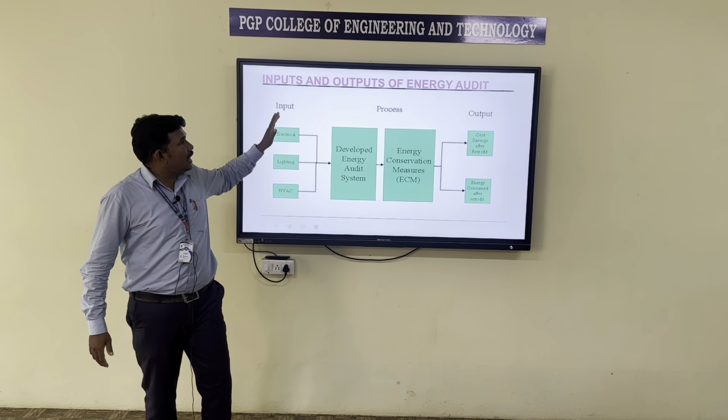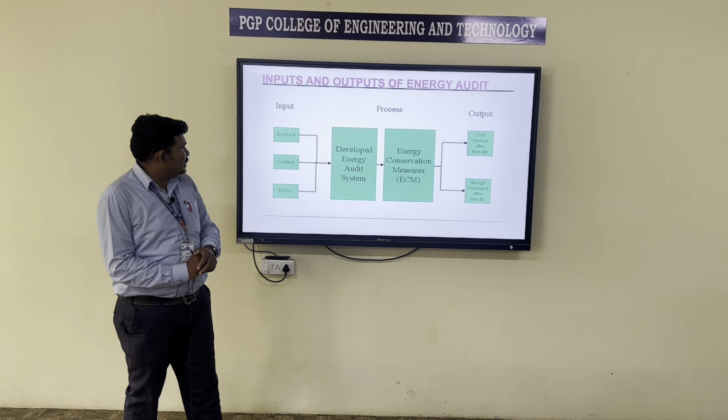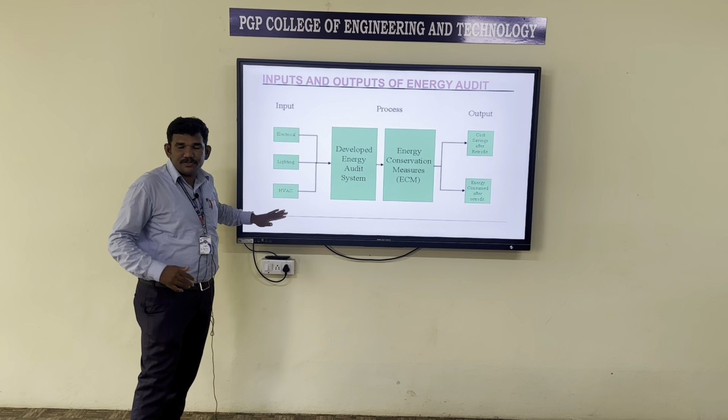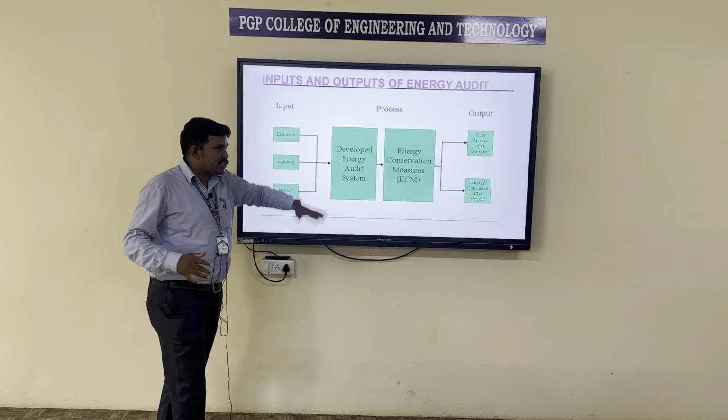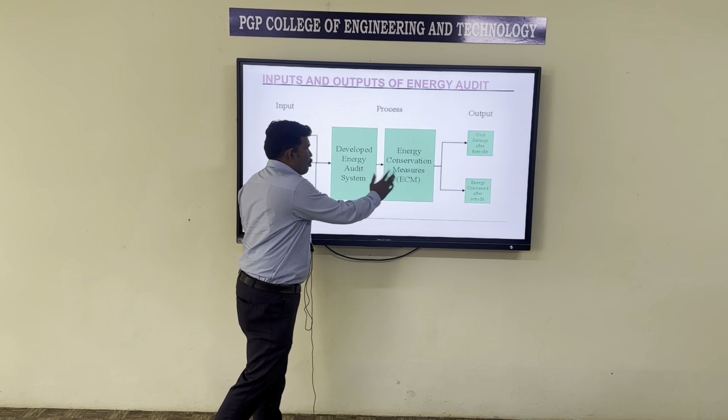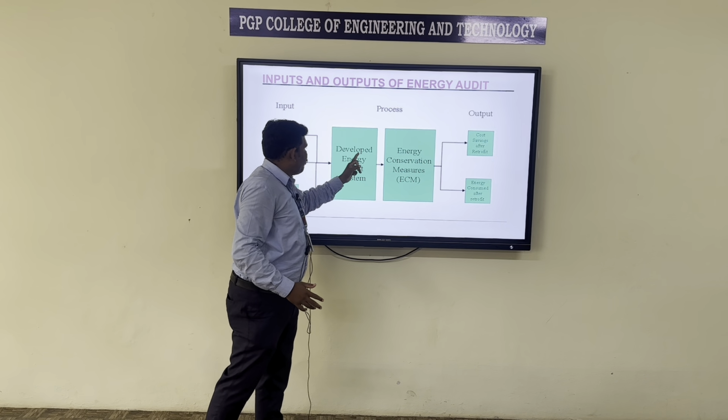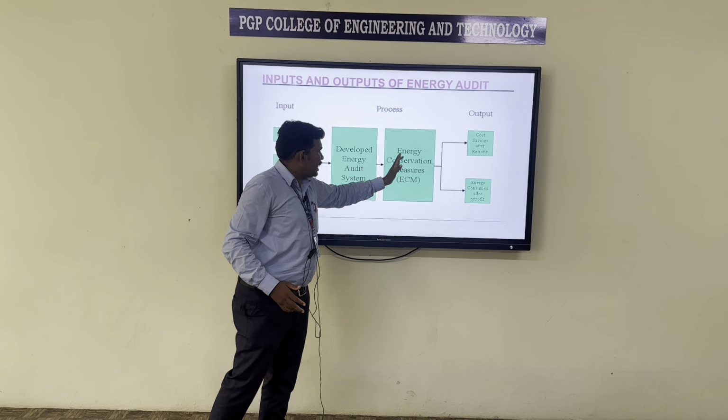So these are the input and output of the energy audit. These are the input side: electrical, lighting, HVAC. These are the processing between the input and output. There is a processing, the developed energy audit system, which is given to the energy conservation measurements.